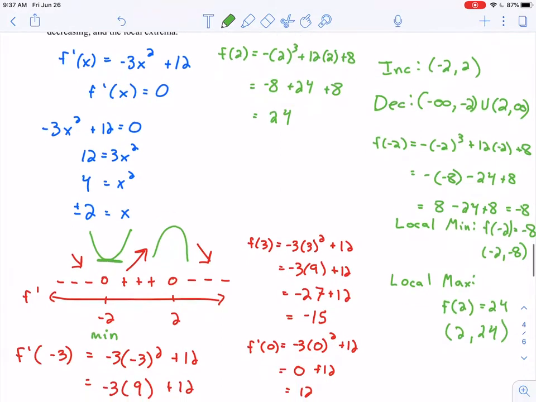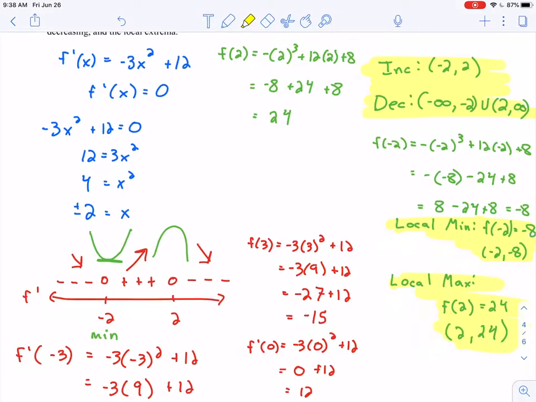So this is pretty much everything the problem asked me for. It said, okay, go find where it's increasing and decreasing. We've done that. And then find the local extrema. We said we have a local minimum at f of negative 2 equals negative 8, and we've got a local maximum of f of 2 equals 24. This is everything the problem asked me to do.